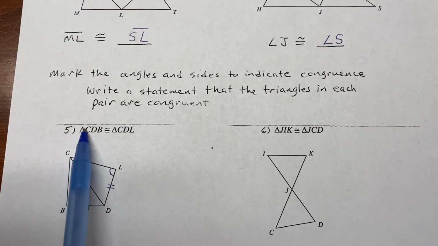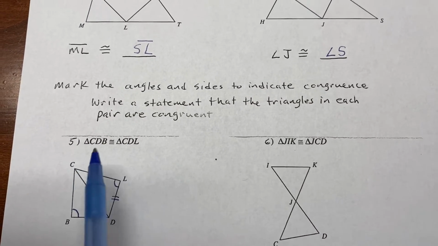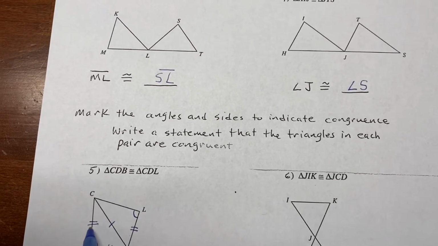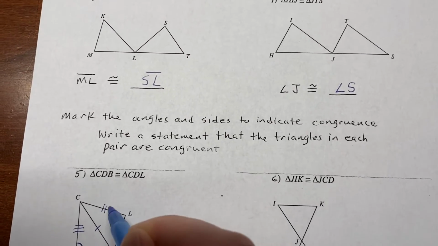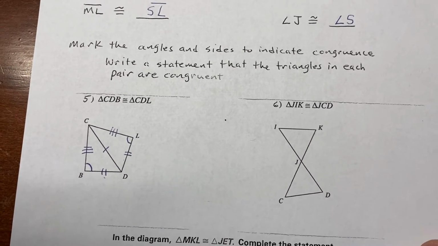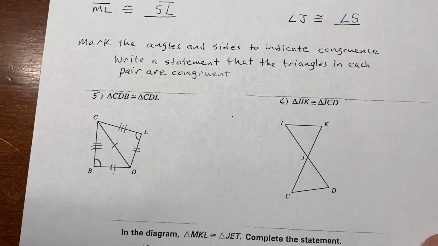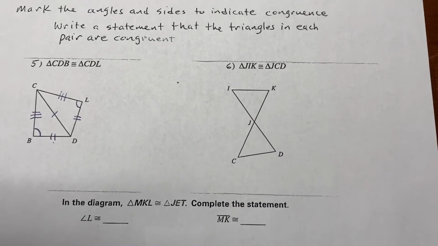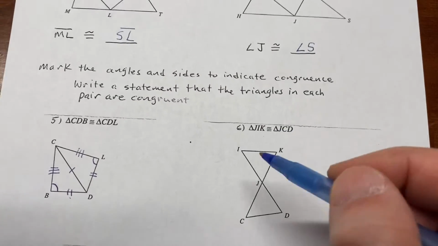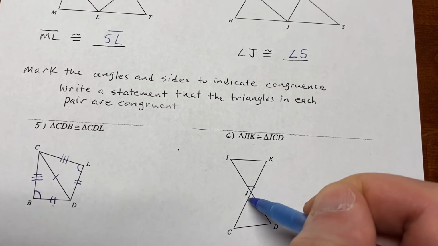First letter, third letter is CB and CL. Here's CB, there's CL. I will give them 3 marks. They're called tick marks. That means they're congruent. So the side they share, we just put 1 mark in. So this is very similar over here. Angle J is the same as angle J. If we wanted to, we could do that.